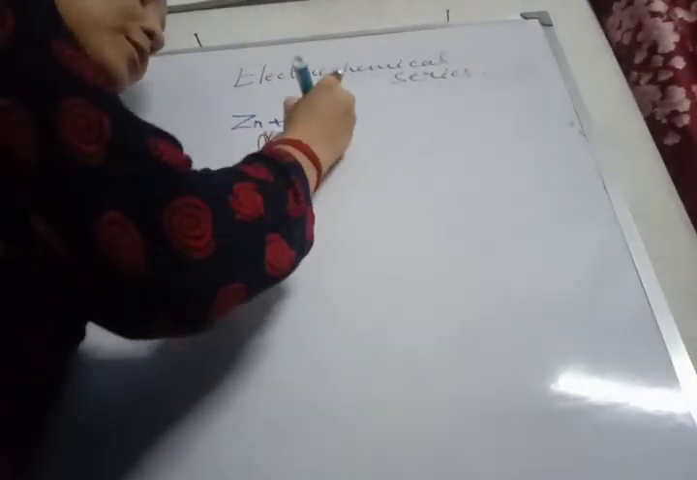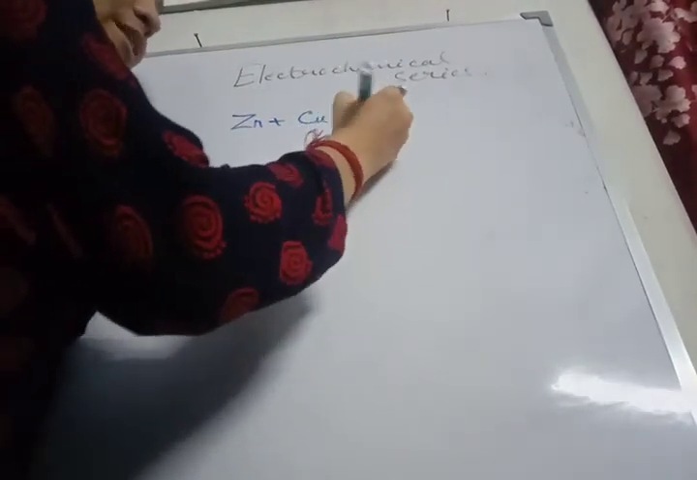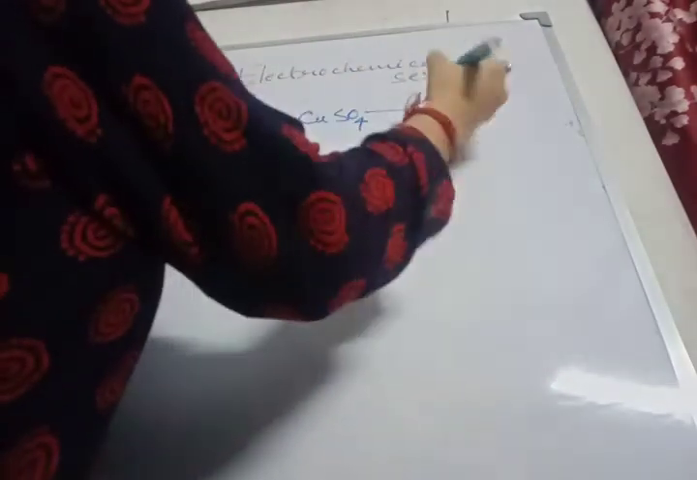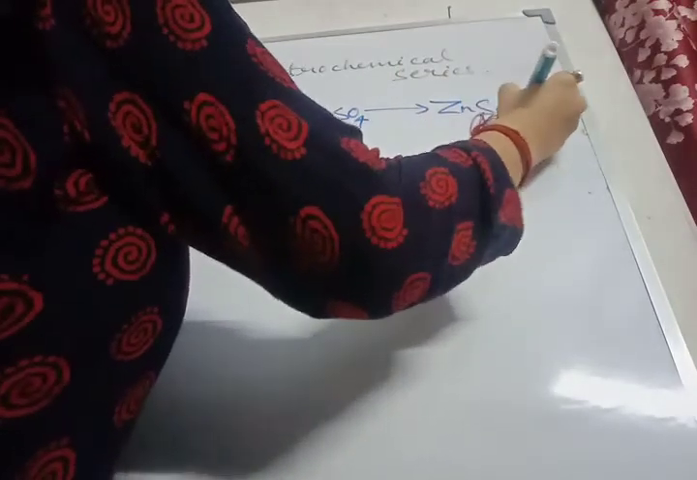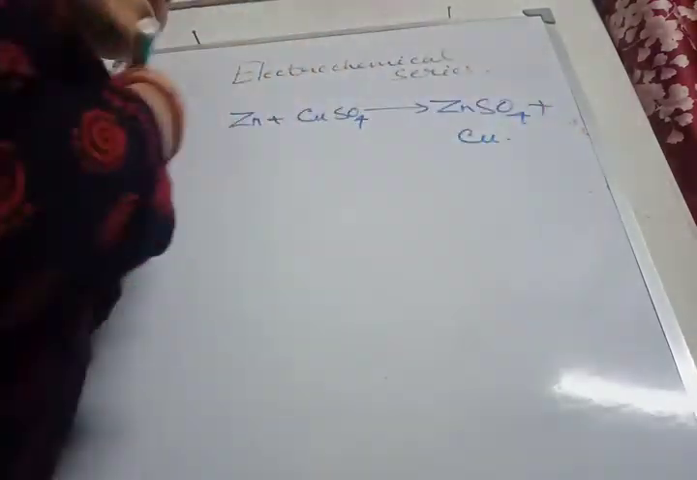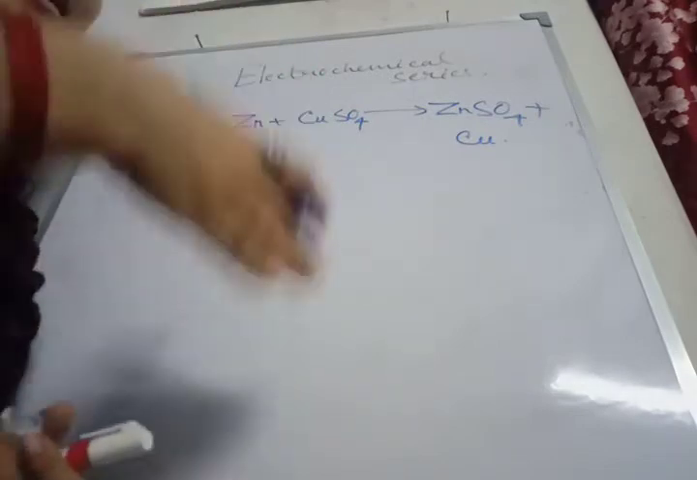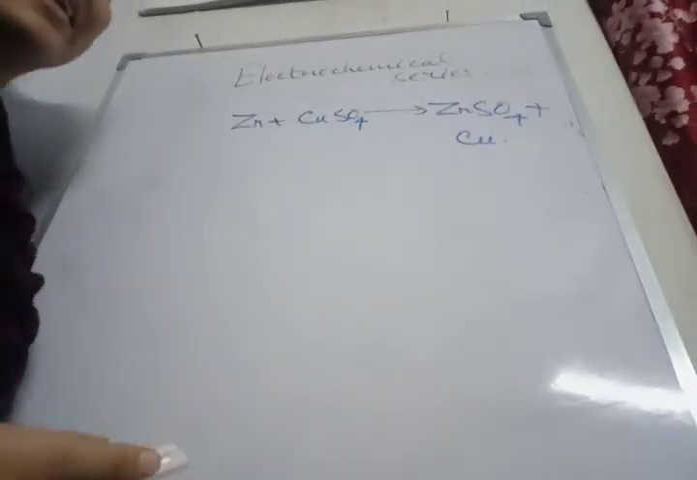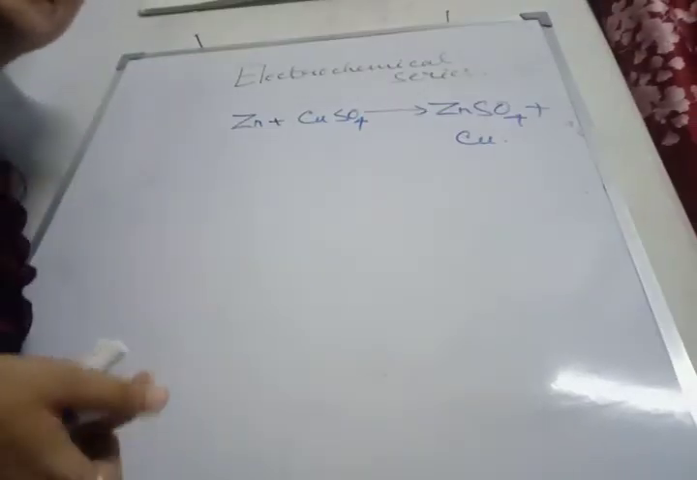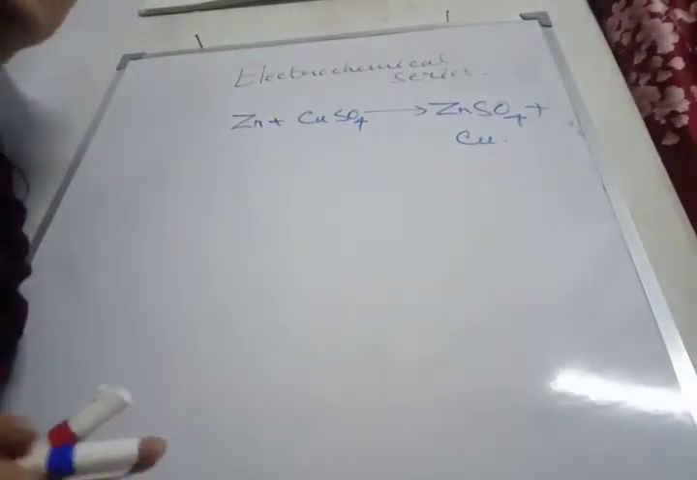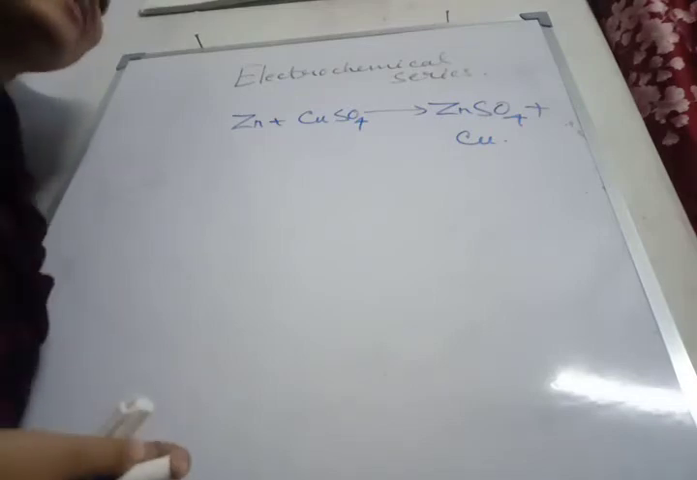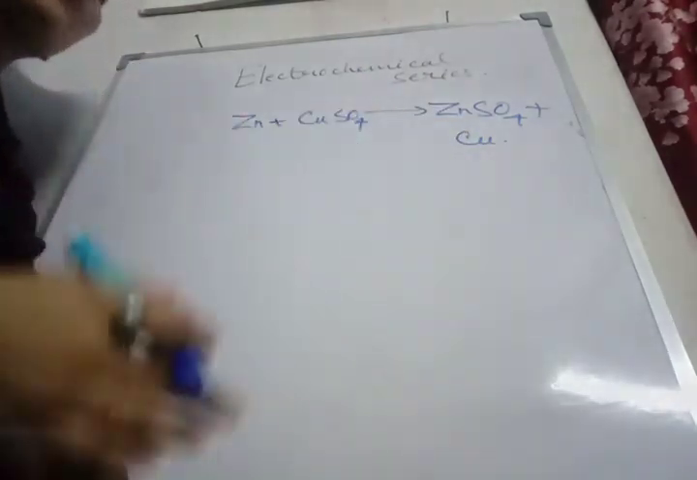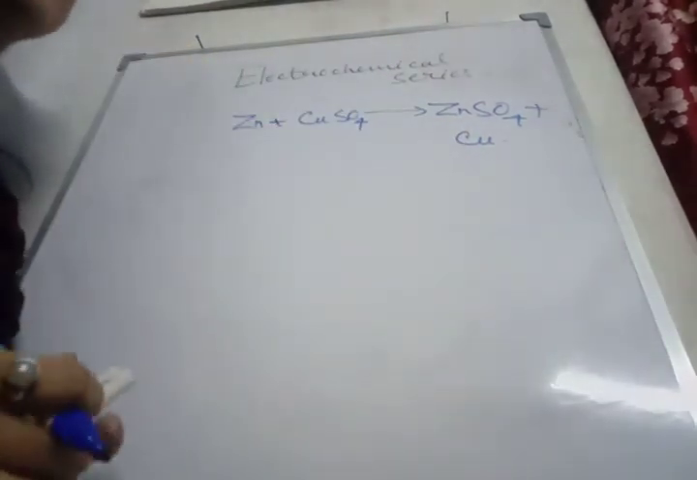For example, zinc plus copper sulfate. Zinc is present below copper in the electrochemical series, so zinc can easily displace copper to form zinc sulfate plus Cu. The elements present at the bottom of the series are highly electropositive and act as strong reducing agents, and the elements present higher in the series are highly electronegative and act as strong oxidizing agents. Then, on moving down the series, the reactivity of the metals increases.